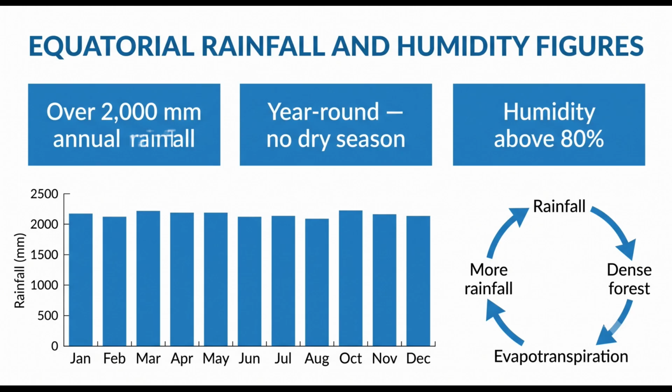Why is there so much moisture? The intense solar heating drives rapid evaporation from the ground, rivers, and vegetation. That moisture rises into the atmosphere, condenses into clouds, and falls back as rain. And here is the key detail. All that rainfall supports the dense forest, which in turn releases even more water vapor through its leaves, a self-reinforcing cycle. More rain supports more forest, which produces more rain.